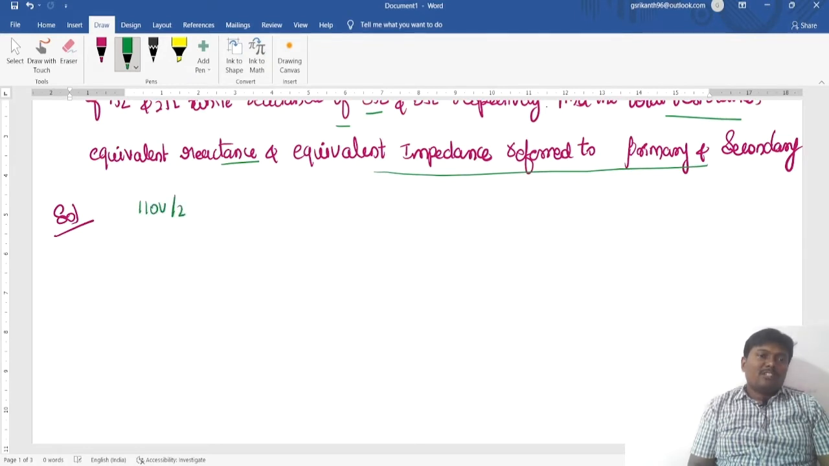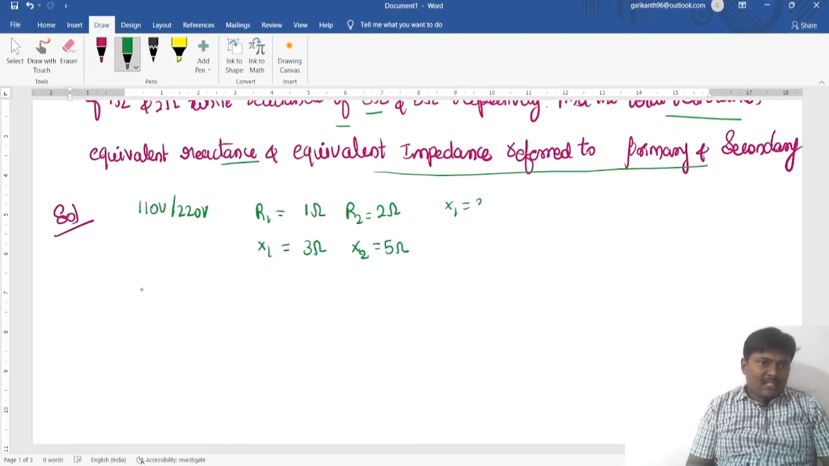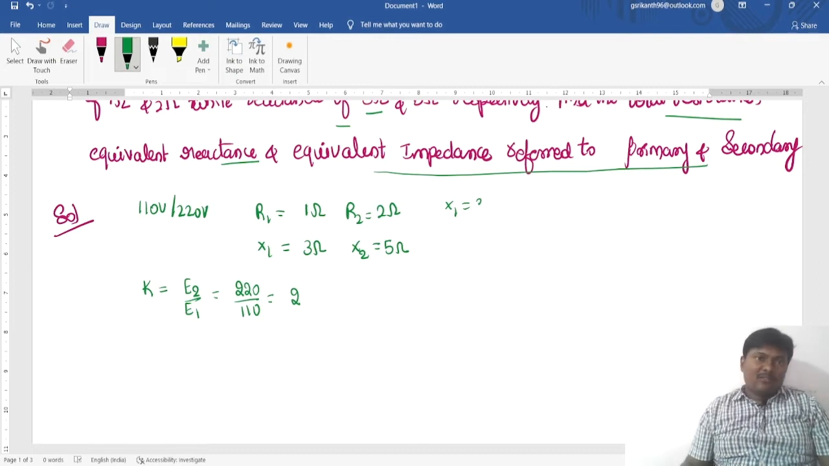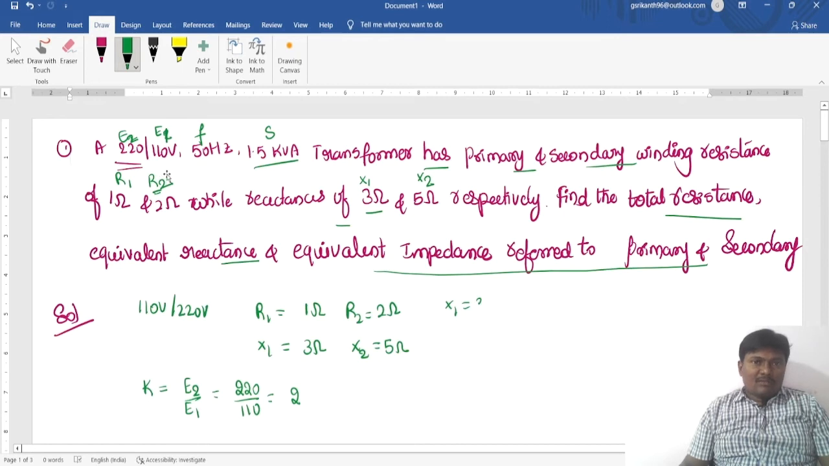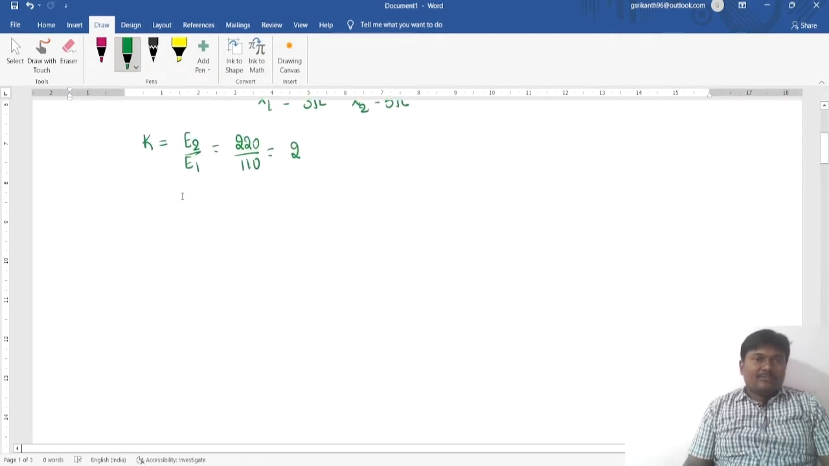So this is a 110 volts by 220 volts transformer. R1 is 1 ohm, R2 is 2 ohms, X1 is 3 ohms, and X2 is 5 ohms. K is the transformation ratio, E2 divided by E1, that is 220 divided by 110, which is equal to 2. Once again, listen, this problem you have to analyze. A 220 by 110 volts transformer, but here the secondary winding resistance is given as 2 ohms, which is more than that of the primary winding resistance. That's why E2 should be taken as 220, E1 should be taken as 110.